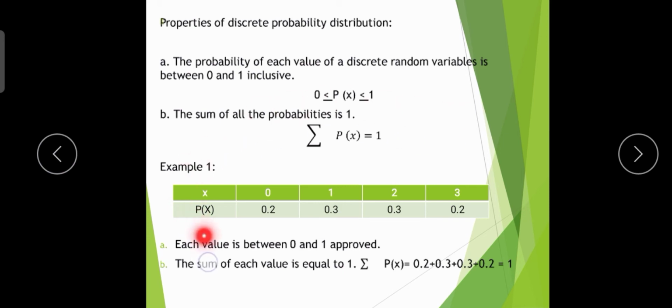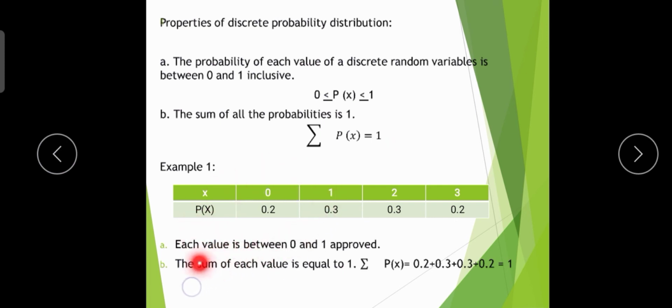For example, X is equal to 0, 1, 2, and 3. So, the probability of 0 is 0.2, probability of 1 is 0.3, the probability of 2 is 0.3, and probability of 3 is 0.3. So, let's see if ito ba ay nasatisfy doon sa unang property. So, each value is between 0 and 1, approved. So, tama nga. 0.2, 0.3 is between 0 and 1.